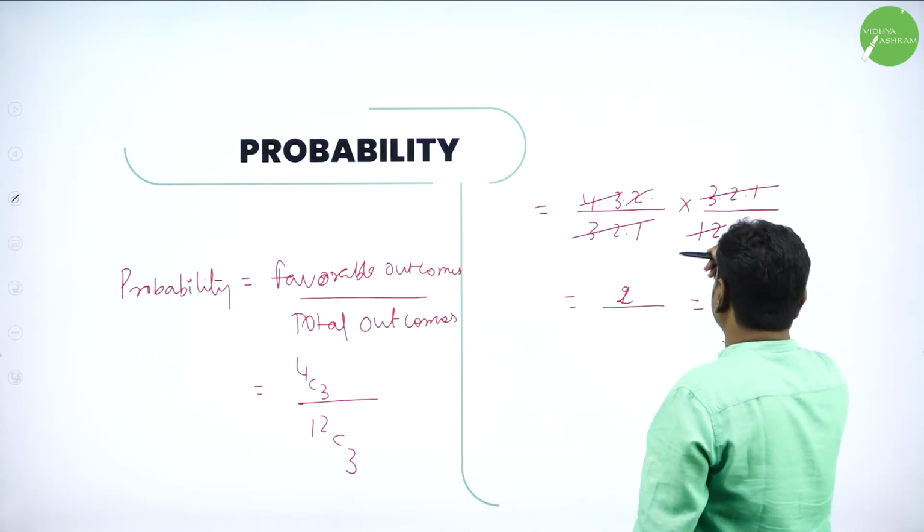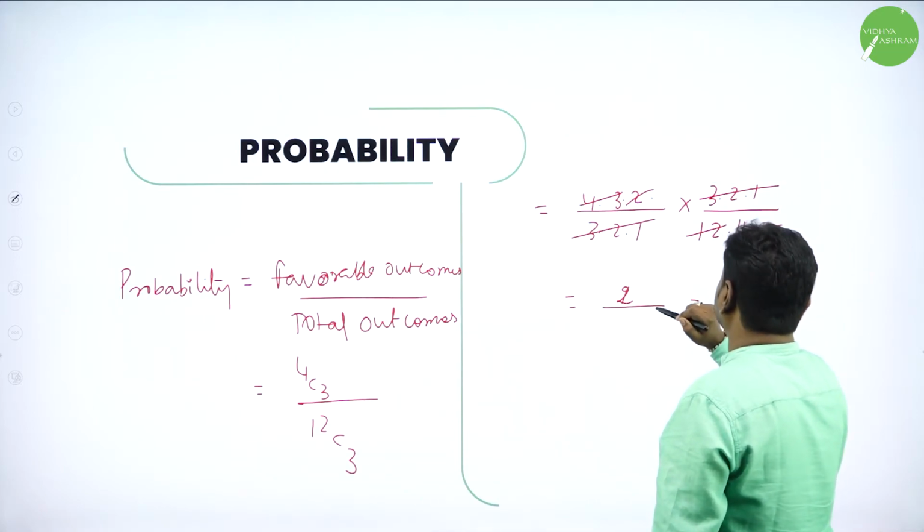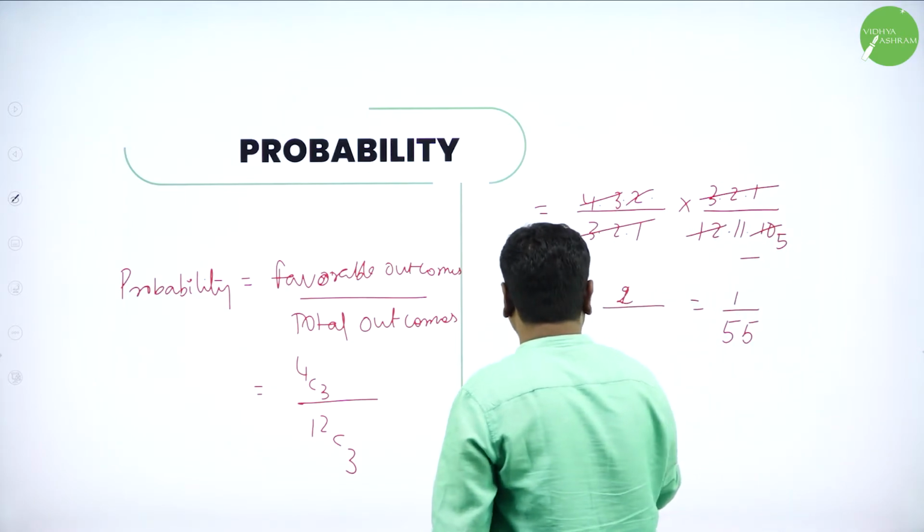So 3 to 1, 3 to 1 cancels. 4 3s are 12 and 12 cancels. 11 into 10 is there. So 2 1s are 2, 2 5s are 10, 11 5s are 55. 1 by 55 is the probability.